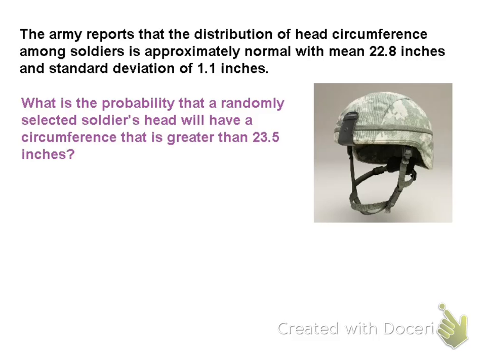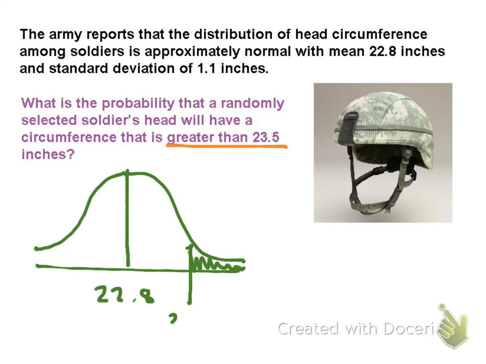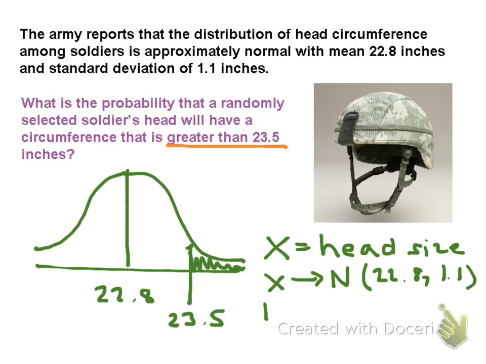This video is for section 7.3, the sampling distribution of sample means, and it starts off with a problem that we've seen a type of before. Here we're given information about Army helmets, we're given their mean and their standard deviation, and I'd like the probability that a randomly selected soldier's head will have a circumference greater than 23.5 inches. So this is the type of problem we've done before when we talked about normal distributions.